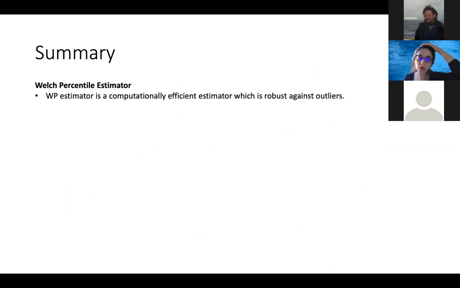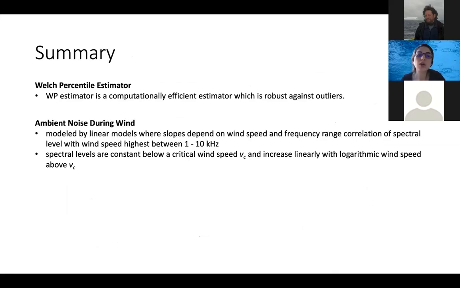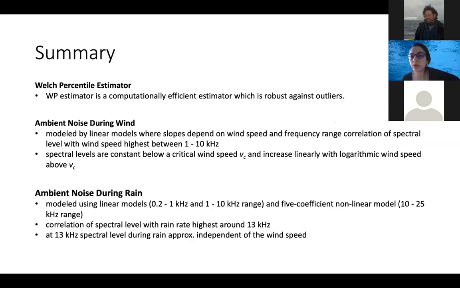So, summary so far: I showed a new technique for getting the spectral level when we have outliers like ADCP pings. I also showed you some results for wind noise, showing that we have different frequency ranges and different models for different frequency ranges. And for rain data too, I showed different frequency ranges and different models. I talked about the frequency where we get noise independent from wind speed that only depends on rain rate.